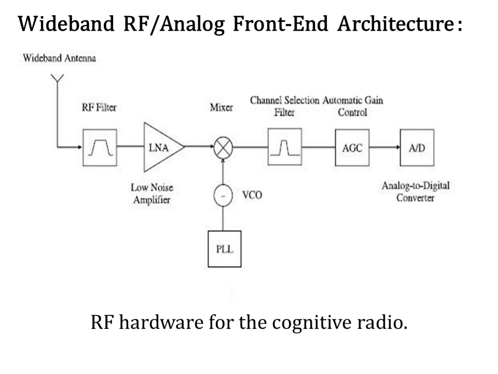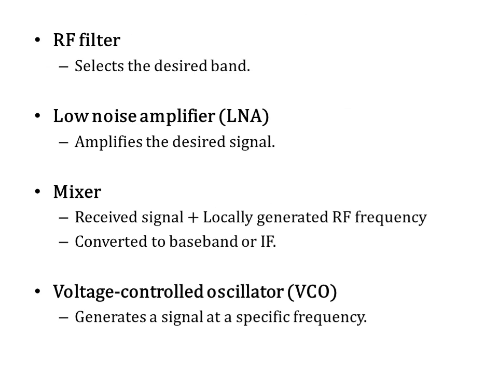A wideband front-end architecture for the cognitive radio has a structure shown in this figure. Next, we'll look into the in-depth details of each of the components shown here. First comes the RF filter, which selects the desired band by bandpass filtering the received RF signal. Next is the low noise amplifier, which helps in amplifying the desired signal while simultaneously minimizing the noise component.